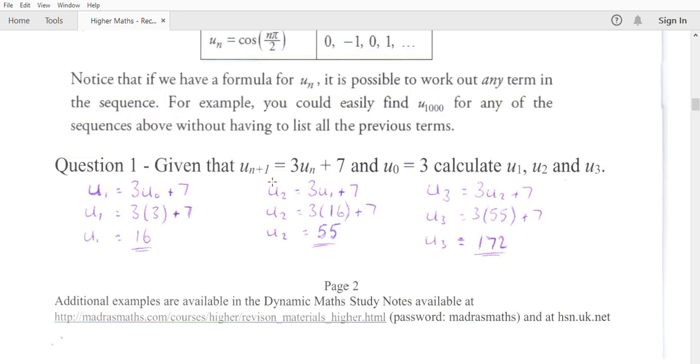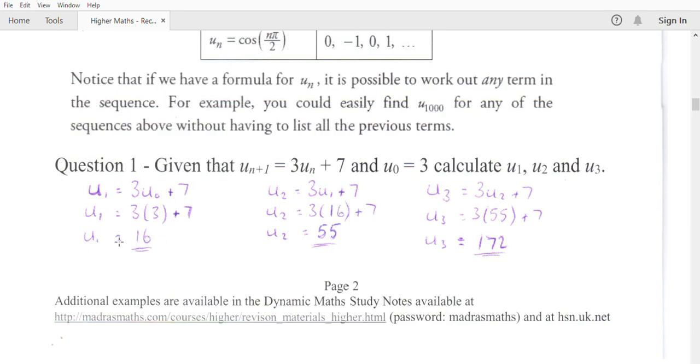Given that Un+1 equals 3Un plus 7, what does this mean? This means the next term in the sequence is equal to 3 multiplied by the current term plus 7. And we're given U0, the initial term. We're quite often given U0 and asked to work out U1, U2 and U3. So using this formula, U1 would equal 3U0 plus 7. To calculate U1, 3 times U0 plus 7, what is U0? U0 is 3. So U1 will be 3 times 3 plus 7, 9 plus 7, which is 16.